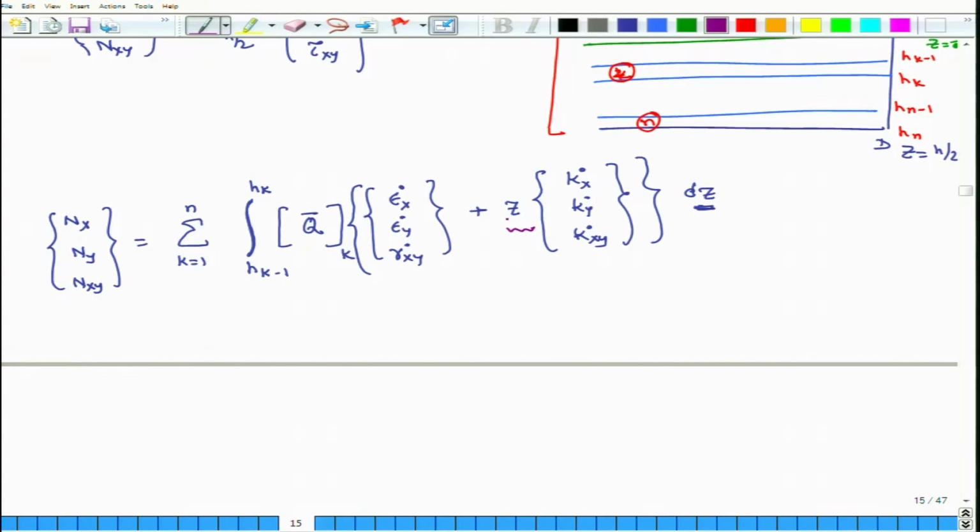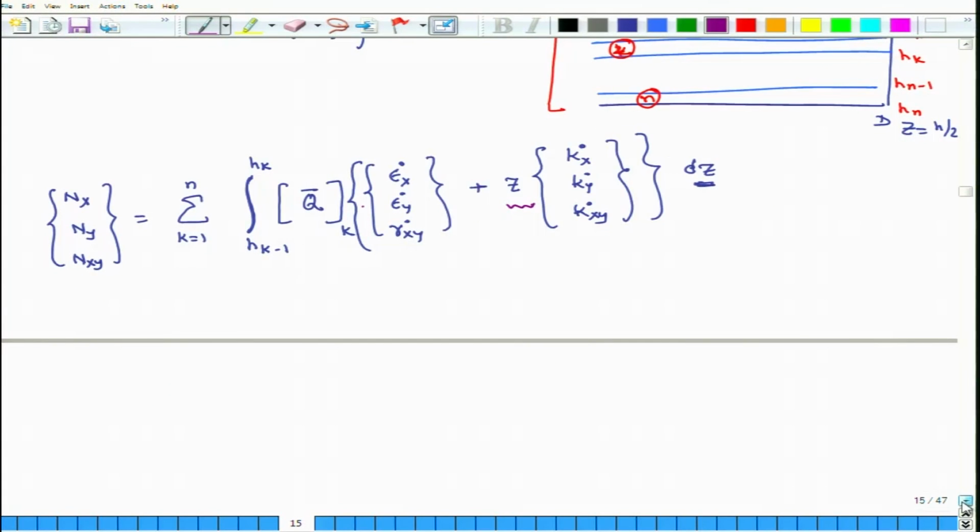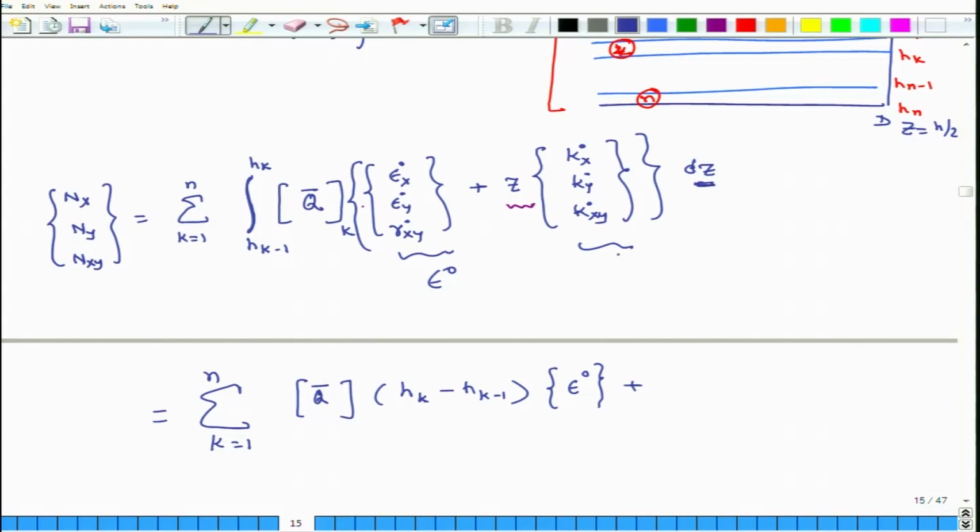So, when I integrate, this z becomes z square by 2, and when I integrate the mid plane strain vector I get another z term here, okay. So, when I integrate this, what I get is equal to the sum over k equal to 1 to n of Q bar times (h_k minus h_k minus 1) times epsilon naught bar. So, this is epsilon naught bar and this is k naught bar. For purposes of brevity I am just doing this.